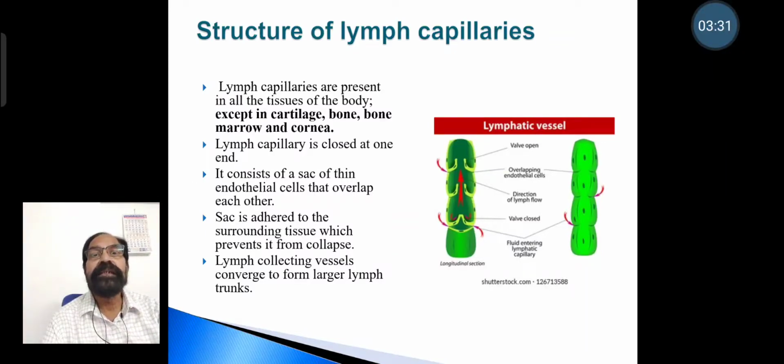The lymph capillary is closed at one end. It consists of a sac of thin endothelial cells that overlap each other. The sac is adhered to the surrounding tissue, which prevents it from collapsing. Lymph collecting vessels converge to form large lymph trunks.